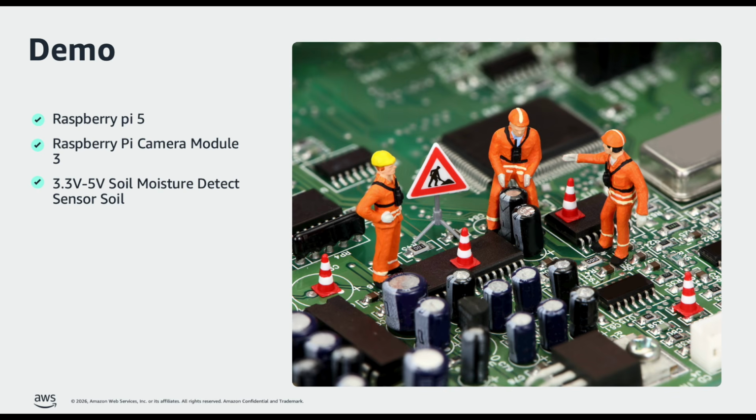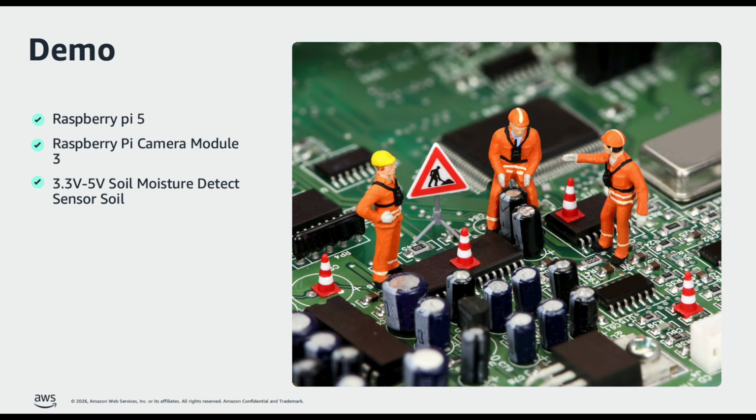Let's move now to our demo section. In this demo, we're going to be using a Raspberry Pi 5, which is running Raspberry Pi OS, and it is connected to a Raspberry Pi Camera Module 3. This captures images for plant health analysis and streams live video to the dashboard, and a soil moisture sensor on GPIO pin 17. This is a simple digital sensor that reads wet or dry status.